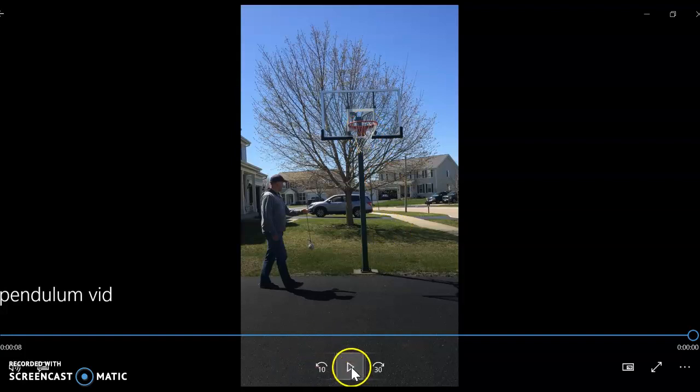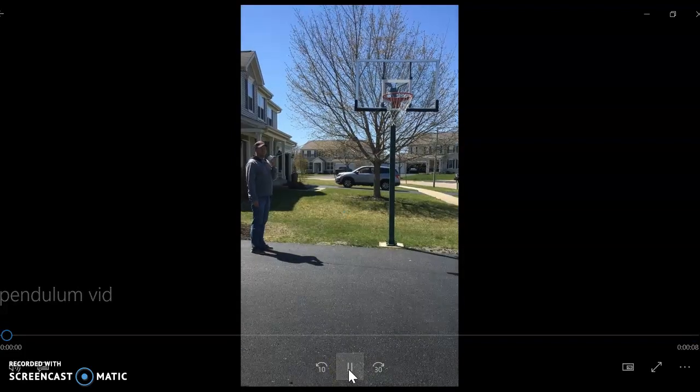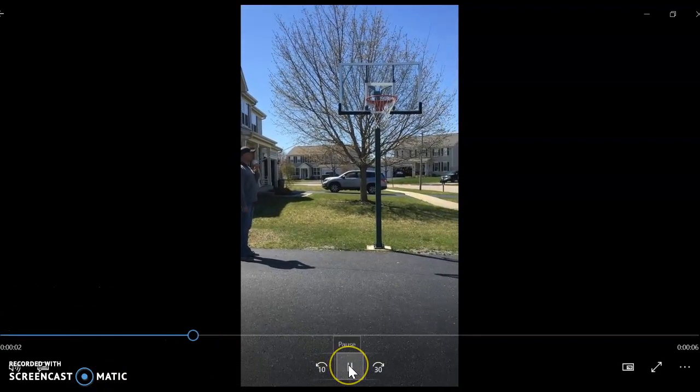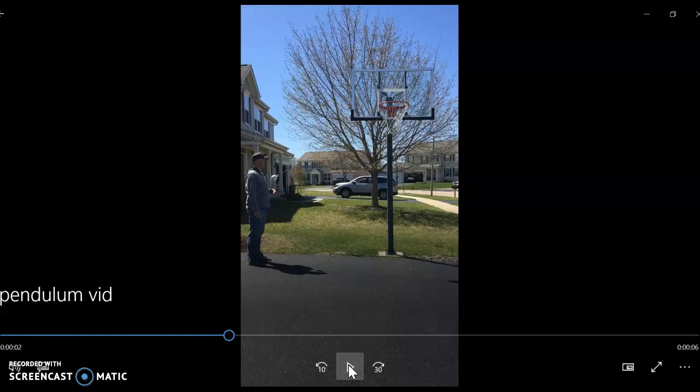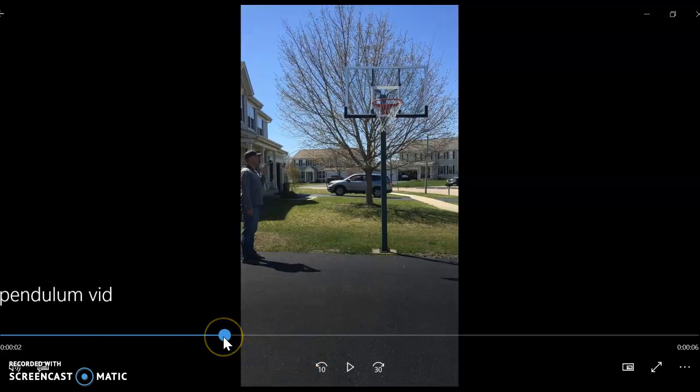And when I start the video, I'm going to be holding that softball in my hand over on the left-hand side. So I was holding that softball up to my chin and I released it directly from underneath my chin. I'll rewind it just a little bit so you can see that.